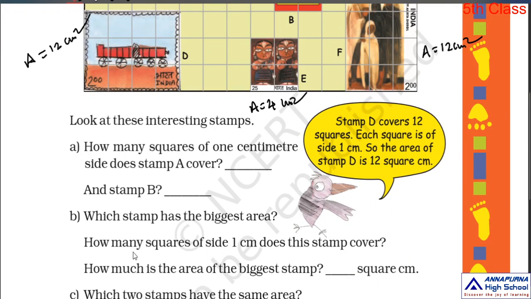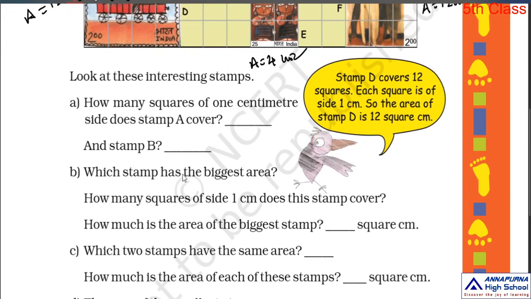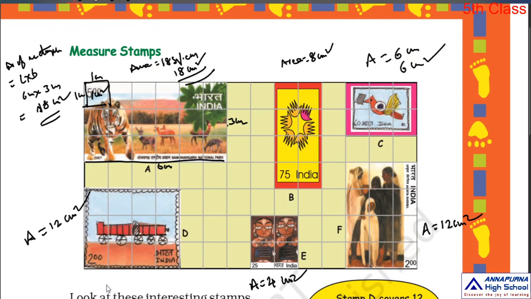Now come to the question. Which stamp has the biggest area? You compare all the areas. So 18, 8, 6, 12, 4, 12. You know how to compare the numbers. So we'll compare one by one.